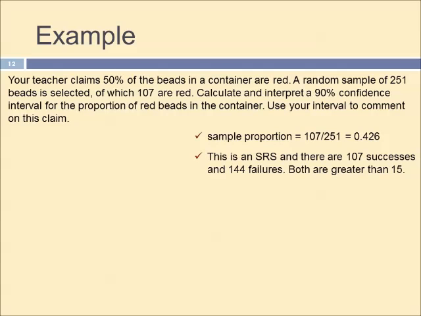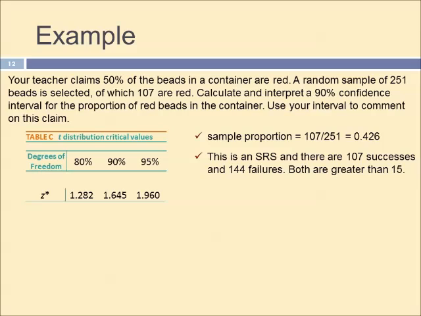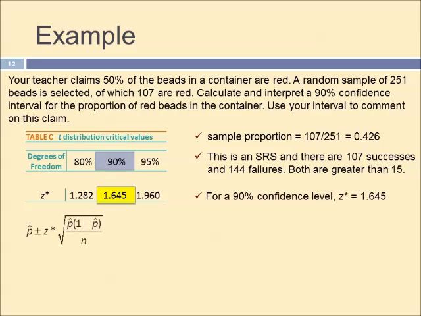So the sample proportion, 107 divided by 251, is 0.426. This is a simple random sample. There are 107 successes and 144 failures. Both of these are greater than 15, so we're okay using this procedure. We find the critical value for a 90% confidence interval. That's 1.645. And then we take the formula and plug in our numbers.